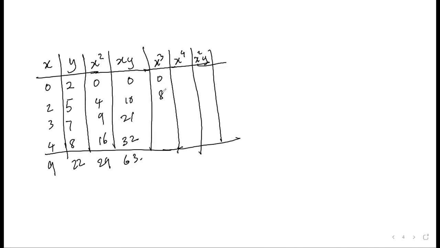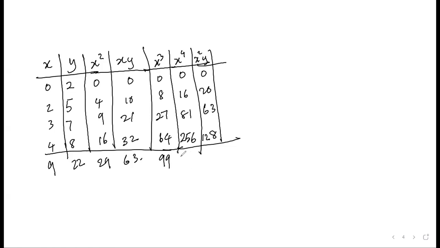So x cubed, that's 0, 8, 27, 64. X to the 4th, that's 0, 16, 81, 256. x squared y, that's 0, 20, 63, 128. So now we add up the sums: 99, 97, 353.